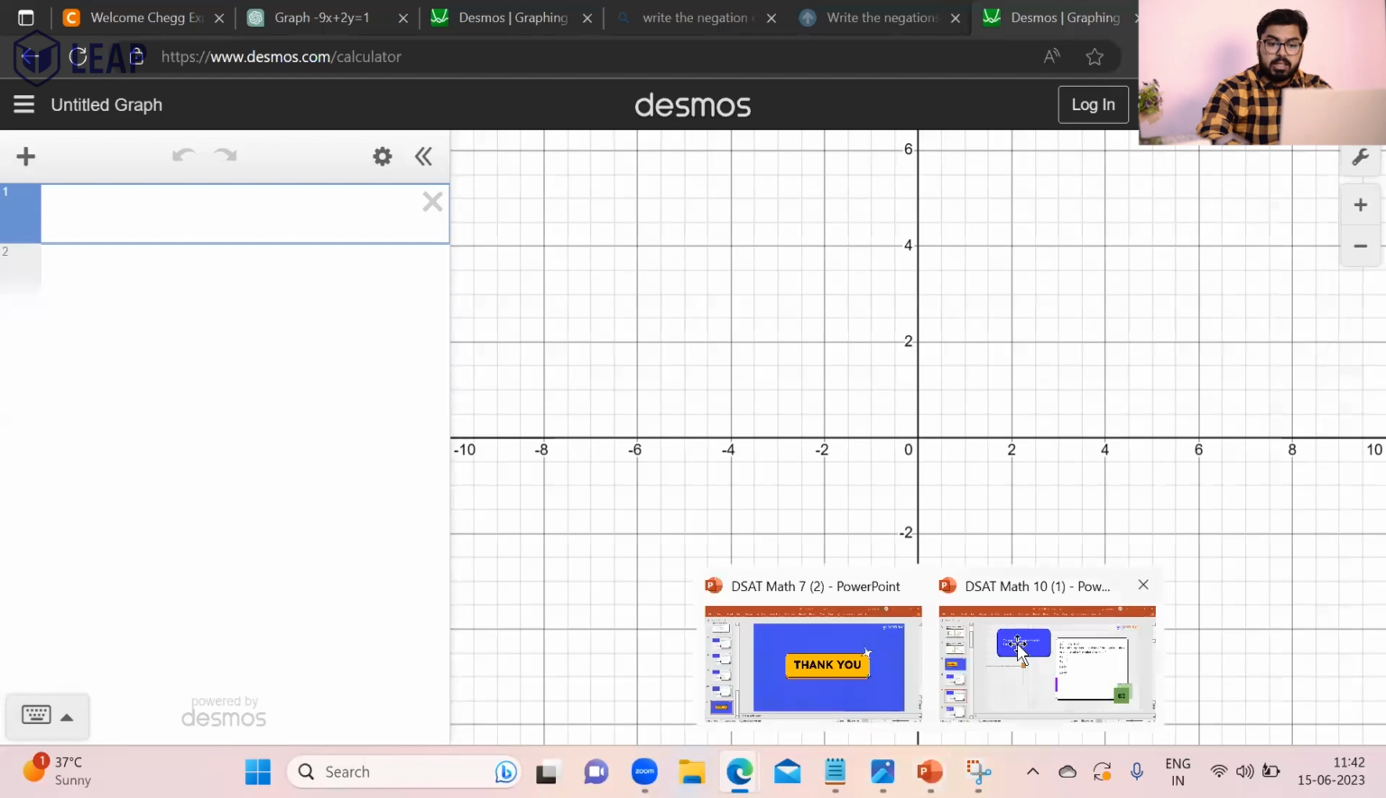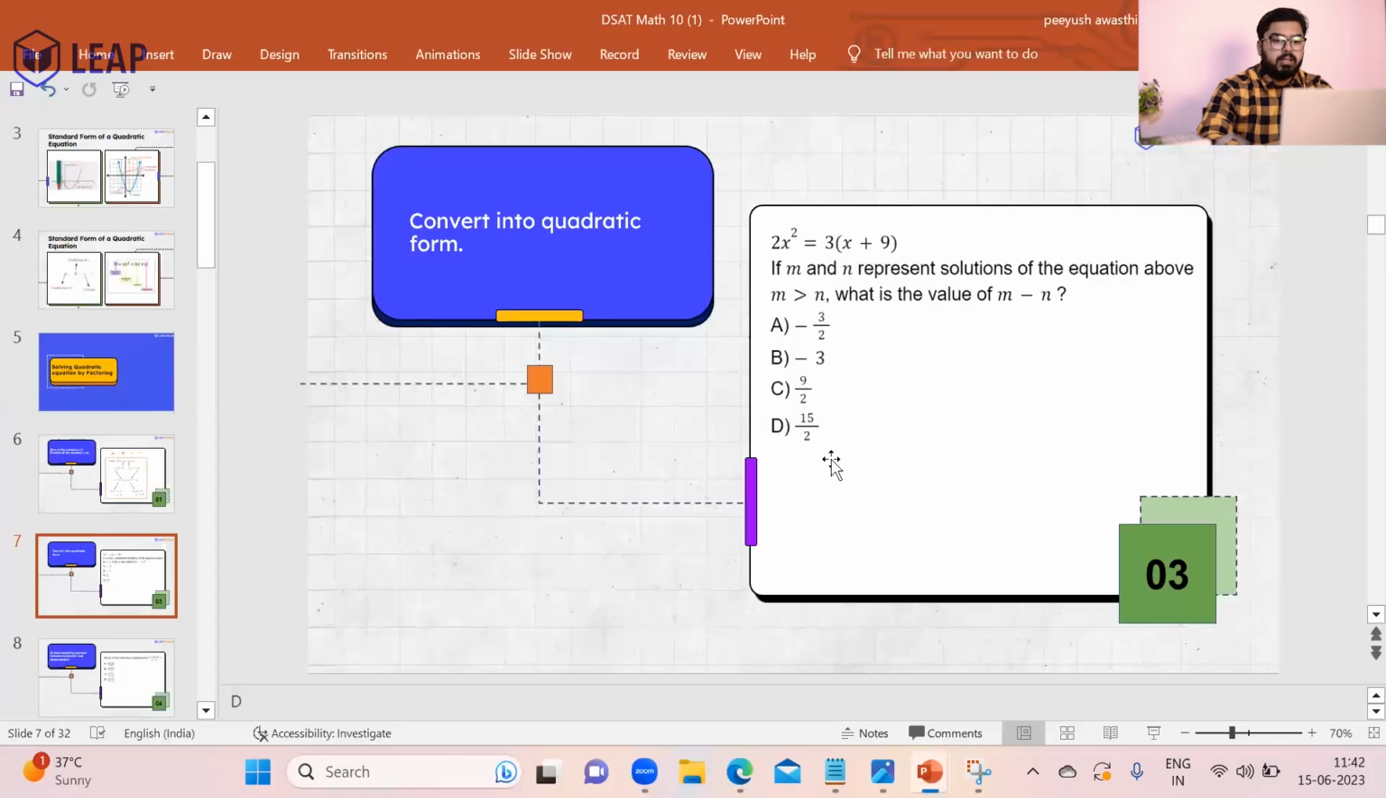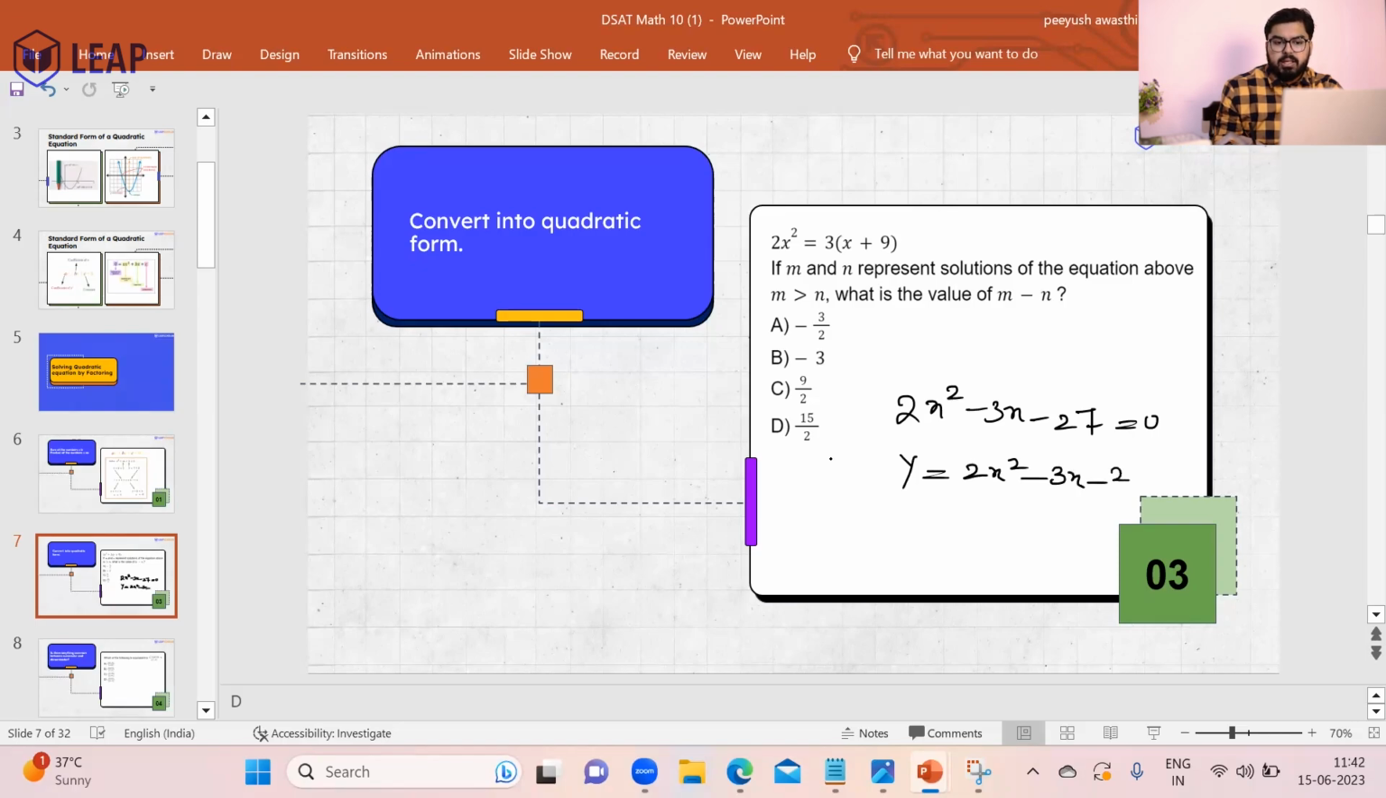This is allowed in the exam. So what you can do is you can simply graph this equation. What was the equation? When we converted it, it became 2x² - 3x - 27 = 0. But when we are going to graph it, we have to take it equal to y, because y = 2x² - 3x - 27. Okay, so let's go and graph it.